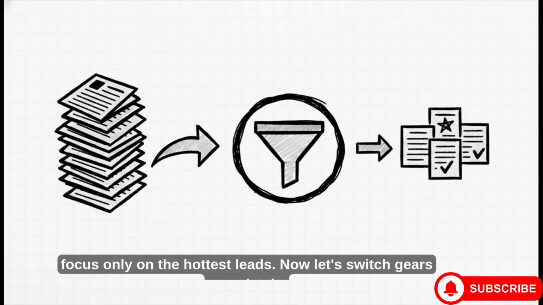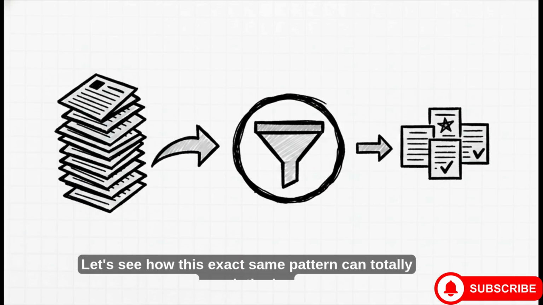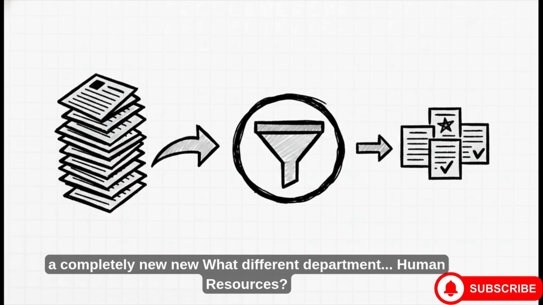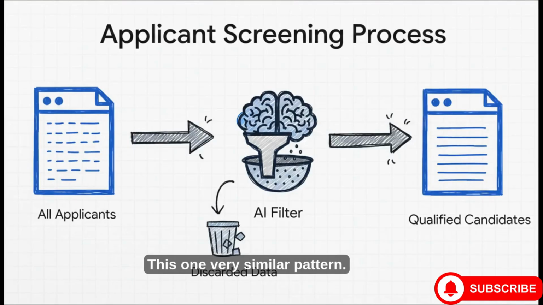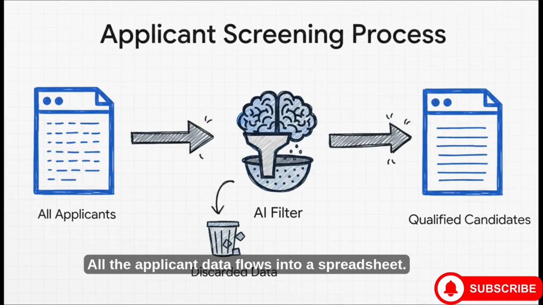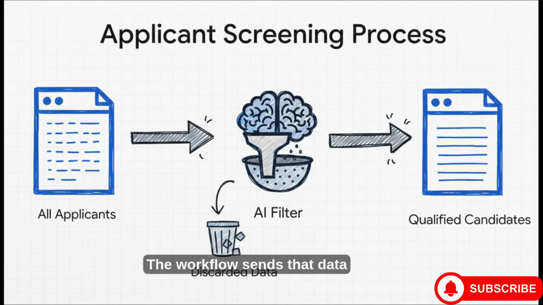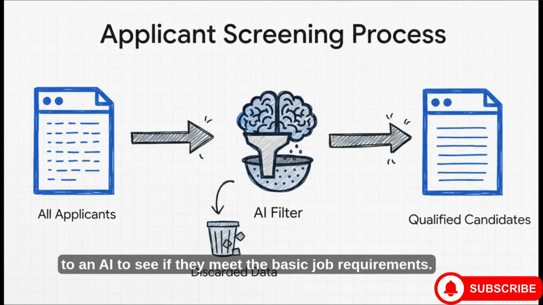Now let's switch gears completely. Let's see how this exact same pattern can totally revolutionize a completely different department: human resources. It's a very similar pattern. All the applicant data flows into a spreadsheet. The workflow sends that data to an AI to see if they meet the basic job requirements.